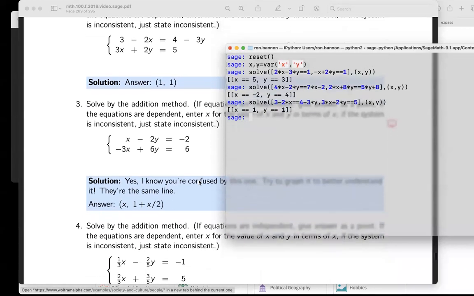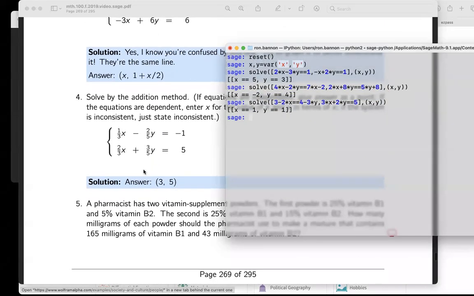Now you can play around even with problems that you might think are really difficult to do. For example, this one over here, you could still type it in. And let me do that for you. Solve. And again, I'm learning. I might make a mistake when I learn. So it's 1 divided by 3 times x minus 2 divided by 5 times y is equal to minus 1, comma, second equation, 2 divided by 3 star x, that's times x, plus 3 divided by 5 star y is equal to 5. Again, if I make a mistake, it's not going to explode.